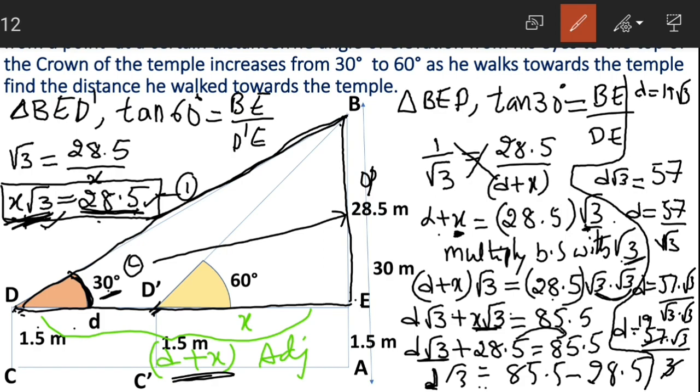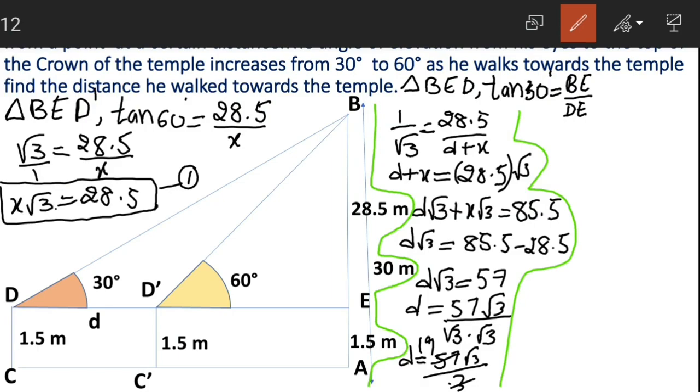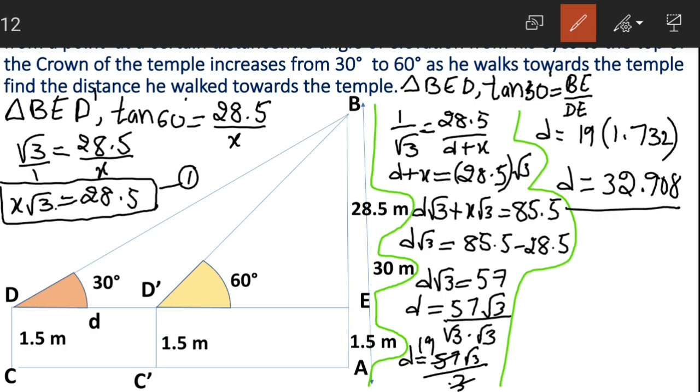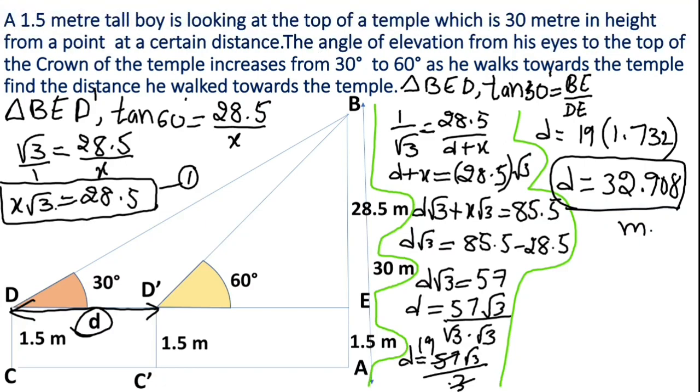We know the value of root 3, which is nothing but 1.732. So just take that value. D is equal to 19 into root 3. Root 3 value, we know that the value is 1.732. So D is equal to 19 into 1.732, that becomes 32.908. Therefore, the distance the boy moved towards the temple is nothing but 32.908 meters. Like this, we have to solve the problem.